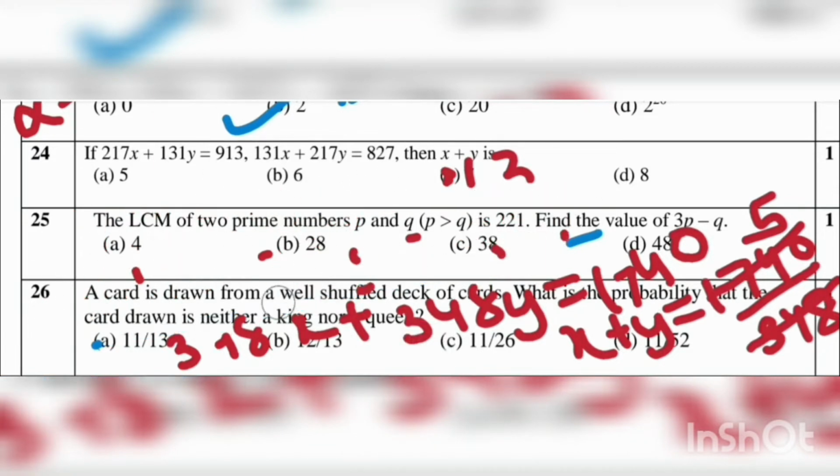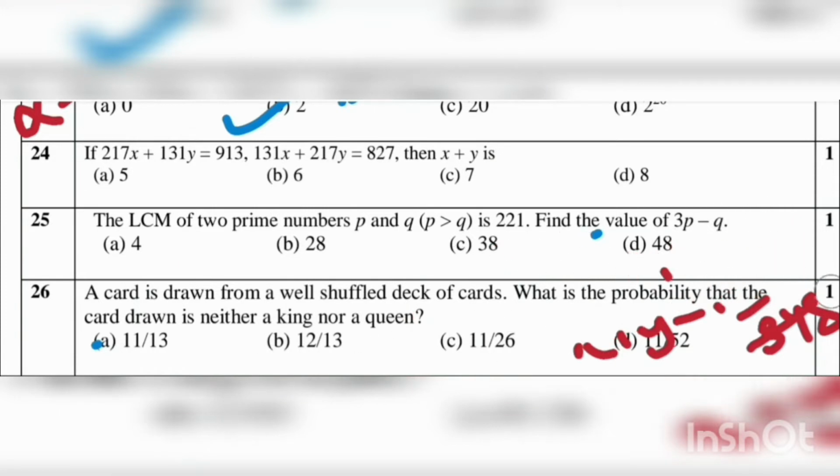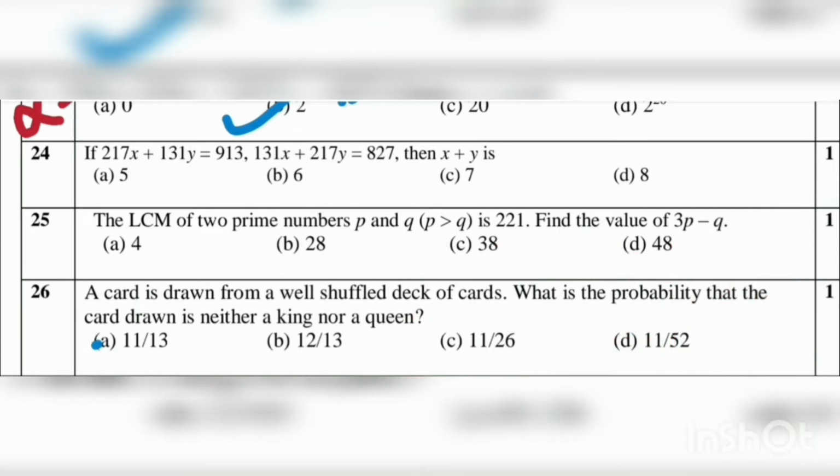Now if we simplify this, we will get x plus y equals 5. On cancelling this, we will get 5 here. So we are getting x plus y equals 5 as an equation. Now they asked us what is x plus y. So our answer is 5. So we can go with option A.